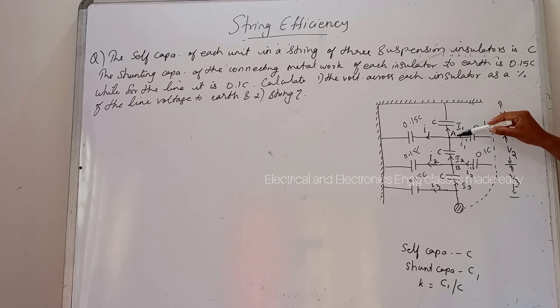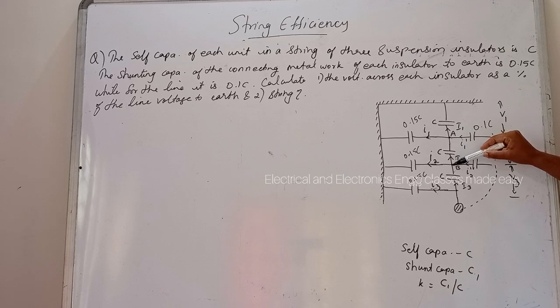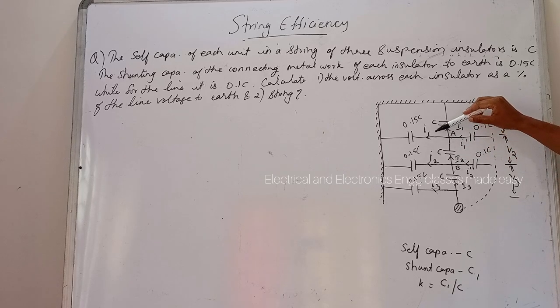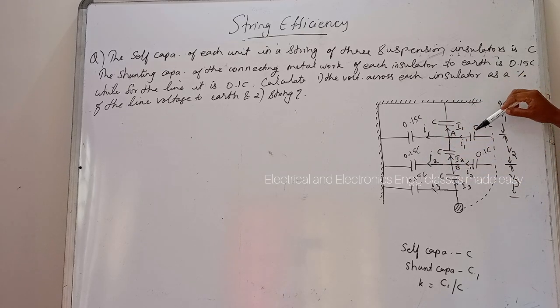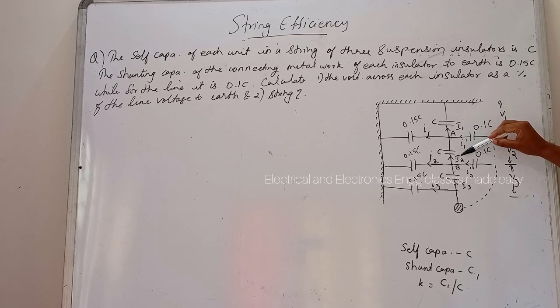And here let A and B be the two junctions. Then i1, i2, i3 are the currents through these shunt capacitances, and i1 dash, i2 dash are the currents through these two capacitors. Then capital I1, I2, I3 are the currents through the self capacitances. Then V1, V2, V3 are the voltage distributions across each insulator.